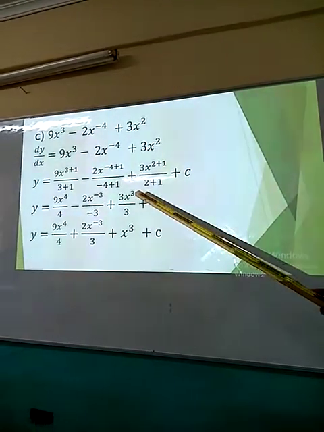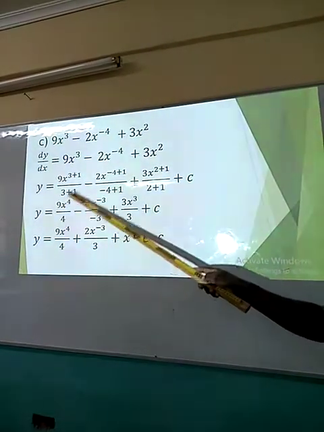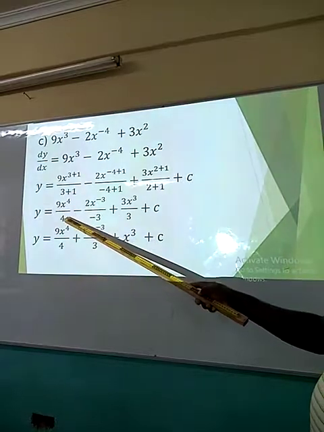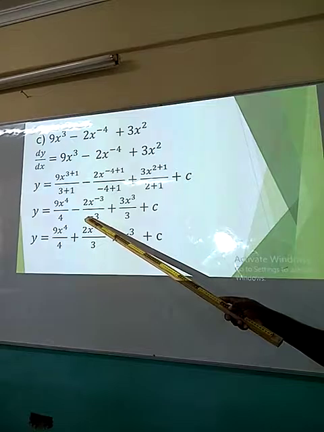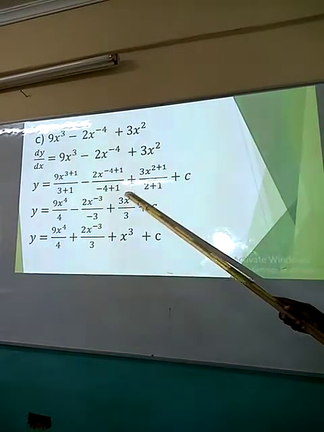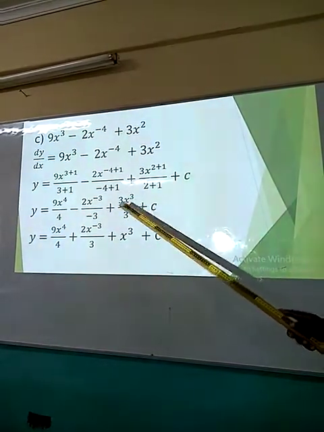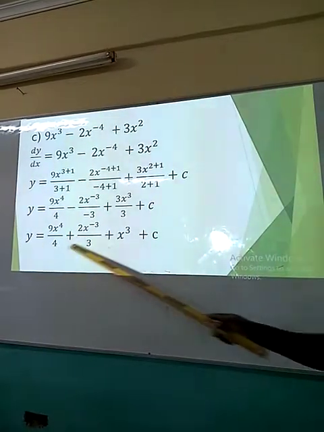The next step is simply simplification. You can see the power of x will be 4, we divide by 4. The power of x will be negative 3, here we divide by negative 3. The power of x will be 3, we divide by 3. Further simplification gives us this last step.